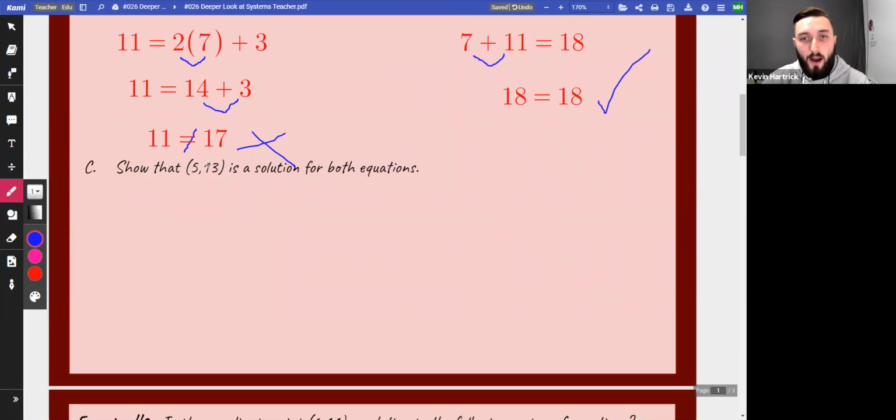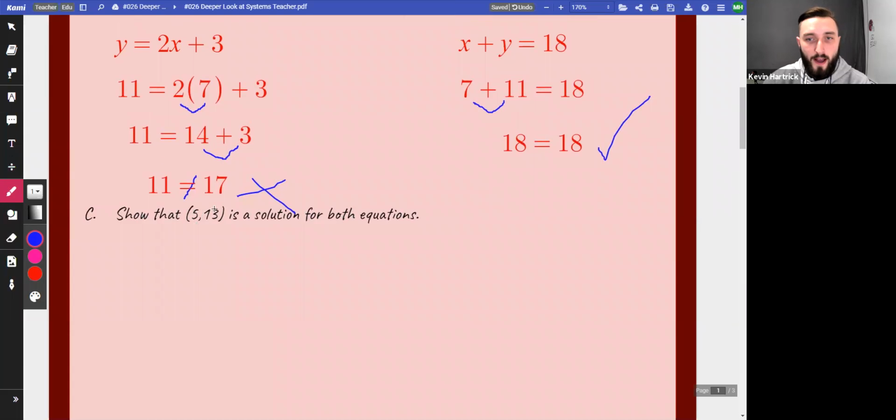Now, you guys are going to try C on your own. You're actually going to figure out whether this is a solution for both equations, okay? Hint, it already tells you it is, okay? So you're going to show that, all right, by substituting in 5 for x and 13 for y, okay? Good luck. I will have a video showing a hint if you're having trouble with it. And then I will also have the solution video there for when you finish up. So good luck, and I will see you on the next page.